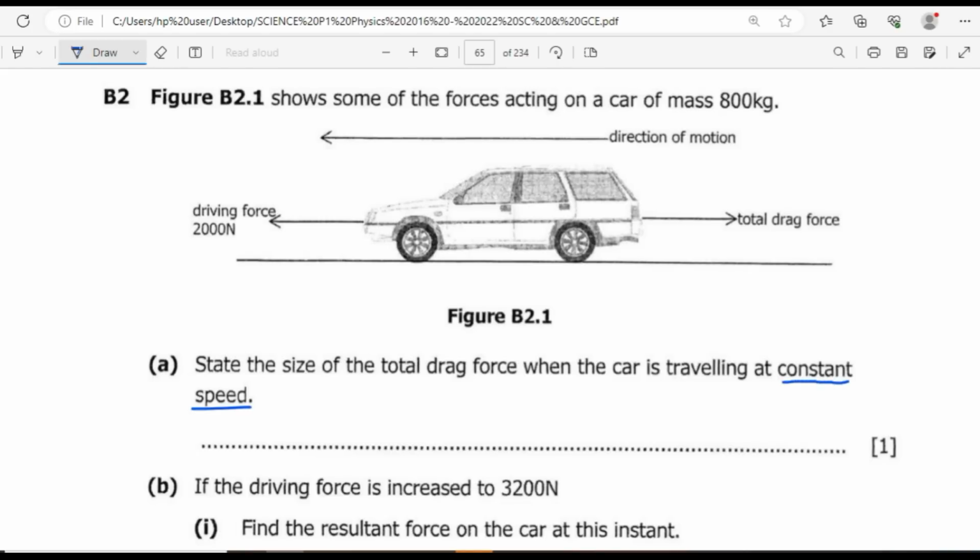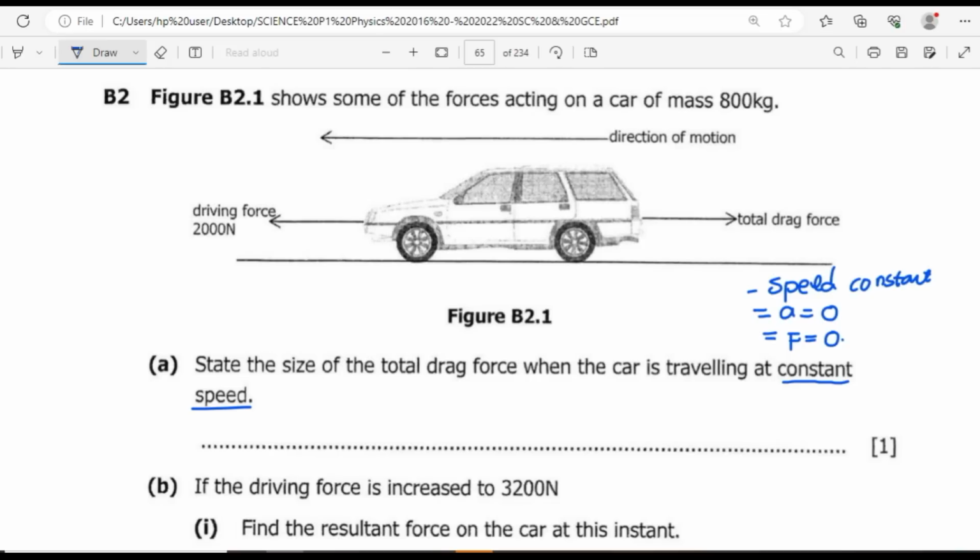So this is a very important point that you need to have in mind. Whenever the speed is constant, the acceleration must be equal to 0. If the acceleration is equal to 0, then the resultant force must be equal to 0. So how can we have a resultant force of 0? You can see that we have two arrows pointing in opposite directions. So we need to find the difference between the two numbers.